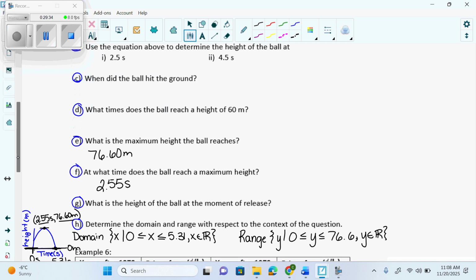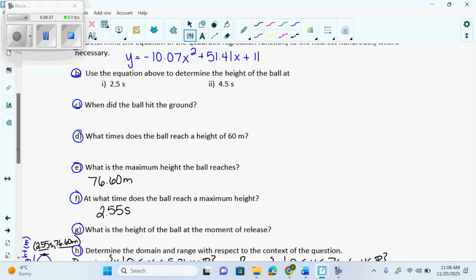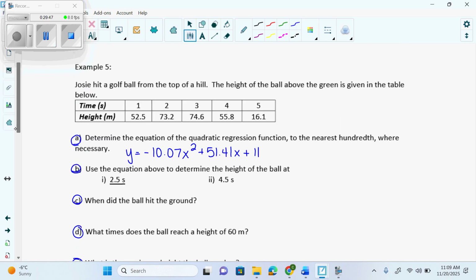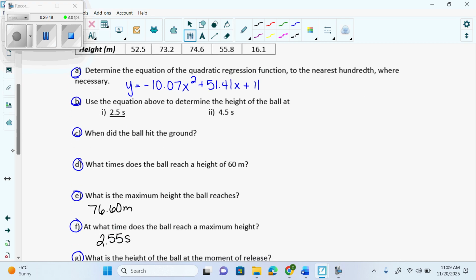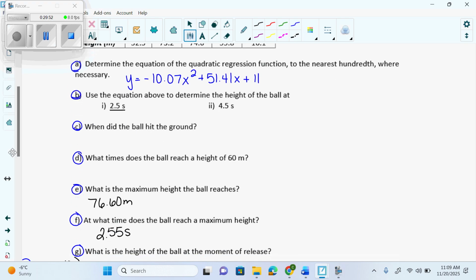Let's go back and answer other ones. Here it says, use the equation above to determine the height of the ball at 2.5 seconds. Did they give me X or Y? Look at the table. They gave me X. So I have X equals 2.5. What do I do to input an X? Second trace value, x equals pops up, and I put 2.5. And it's going to be y equals 76.575 meters.